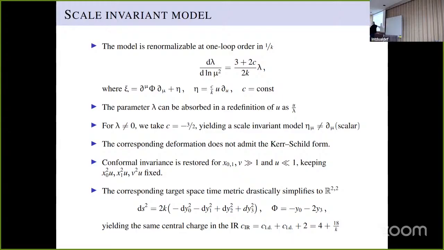In addition, if we take again the asymptotic limit, and take x0 and x1 and v much larger than 1 and u much smaller than 1, so this kind of double scaling limit, while keeping all this fixed, one can find a model which preserves conformal invariance. The corresponding metric here drastically simplifies. This is a metric of a target spacetime, and takes the form of R2,2. This corresponds to two scalars, y1 and y2, and two linear dilatons, y0 and y3. In addition, the central charges also match.